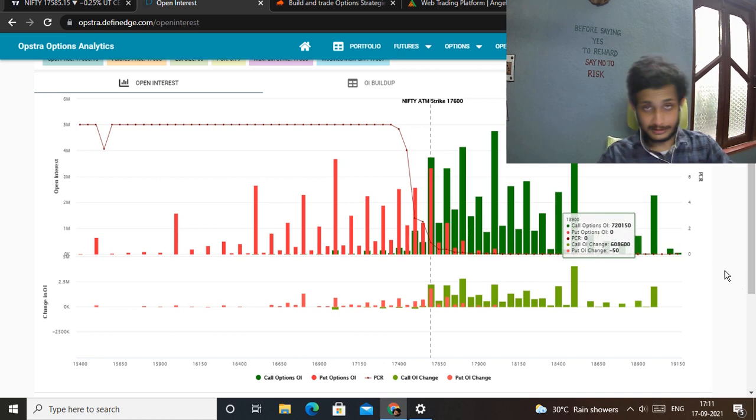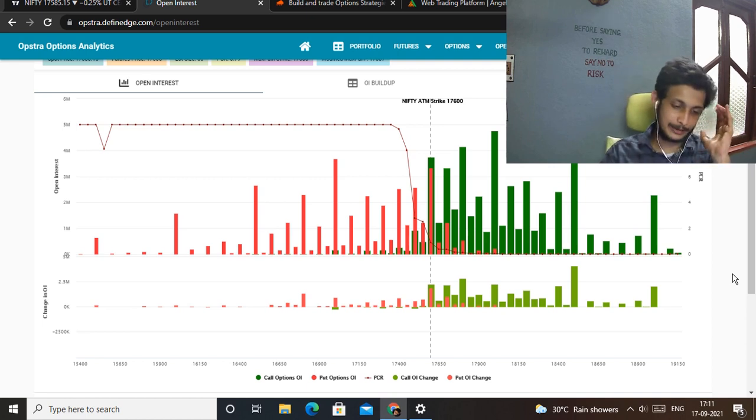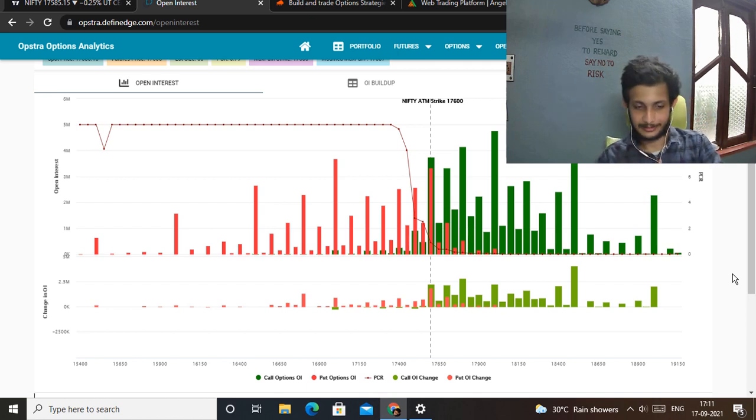So the first thing I told you to look at is the point where the highest unwinding has occurred. From that point we are able to determine a support for the market, at 17,000. But what about the resistance? What about the upper boundary of the market?